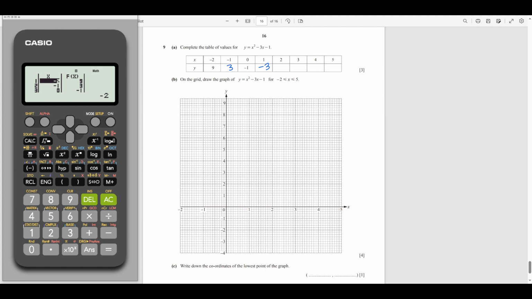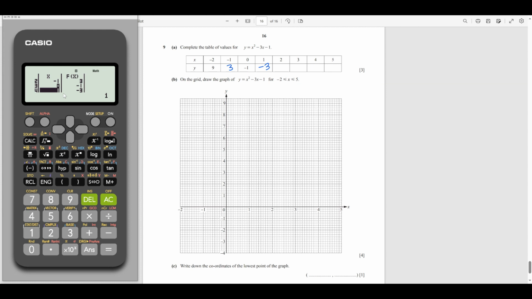Like on -2, if we can see, when x was -2, f of x, which means y, has to be 9. So we can verify from here that if x is -2, y is 9. So if x is -1, y has to be 3, right? So we can check it from here. Then x is -1, y is 3, and then we can go down with the arrow key.